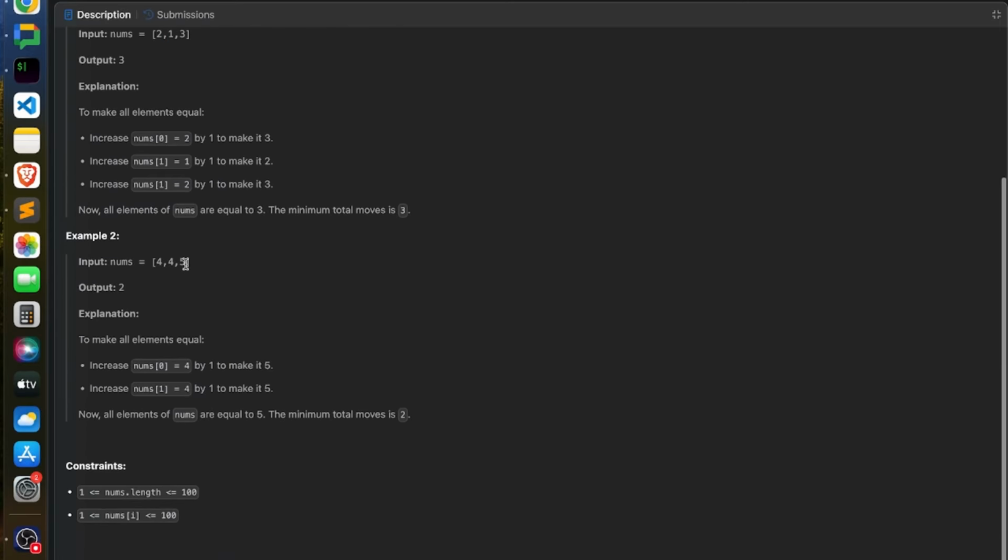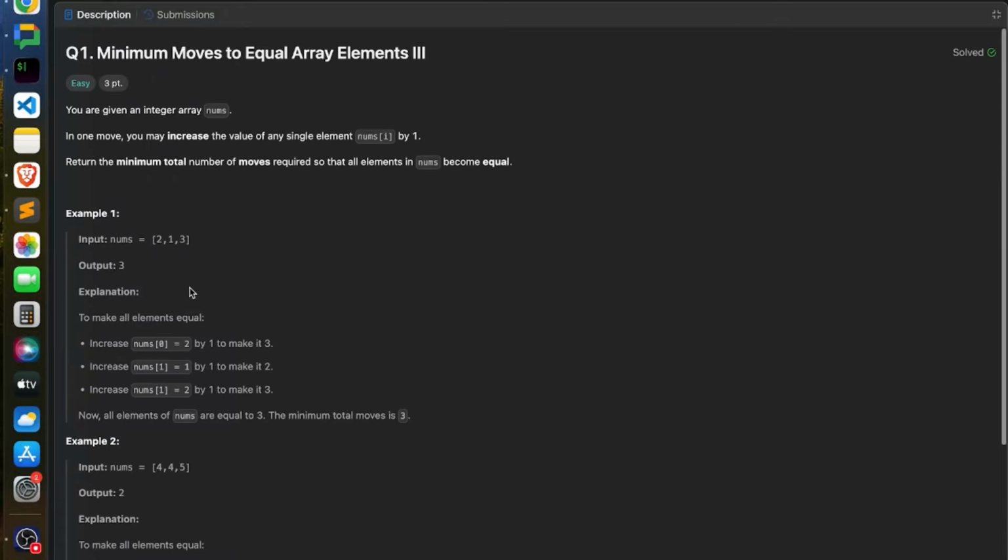And let's take this example here, 4 4 5. If you want to make all the elements equal, just make them equal to the max number, right? So you have 4 and 4, and to convert 4 to 5 you need one move, one move for this one and one move for this one. So in total two moves, right? So yeah, this problem is pretty easy. Let's directly look at the code.